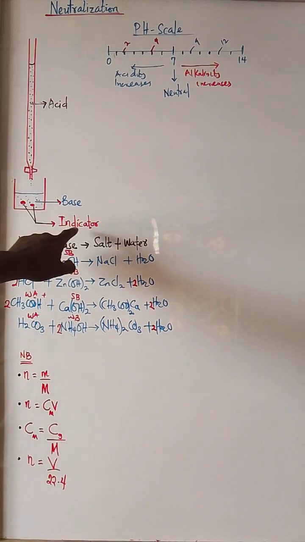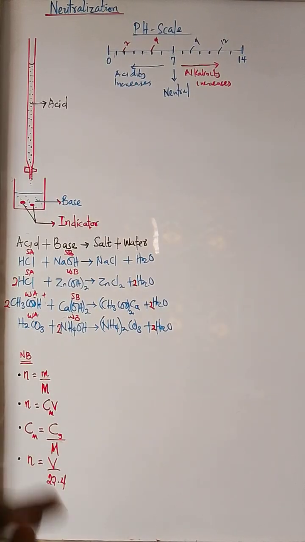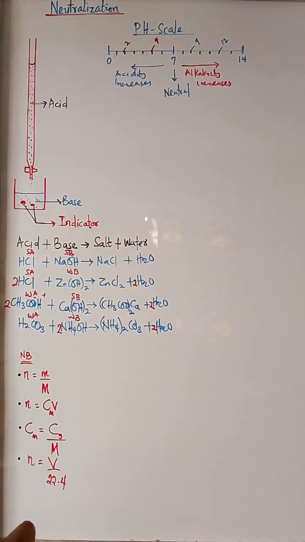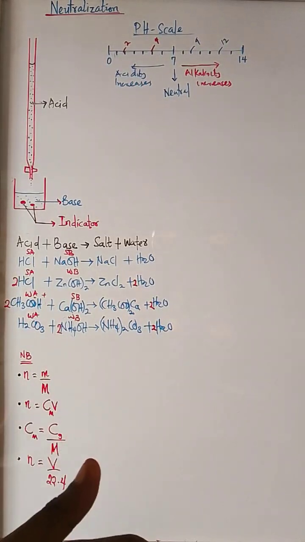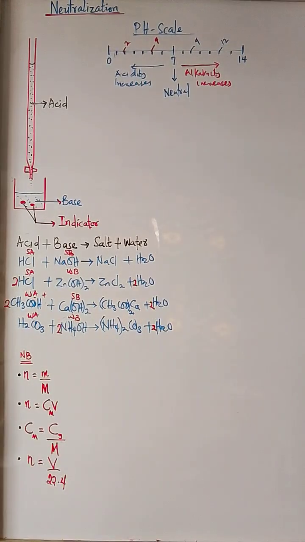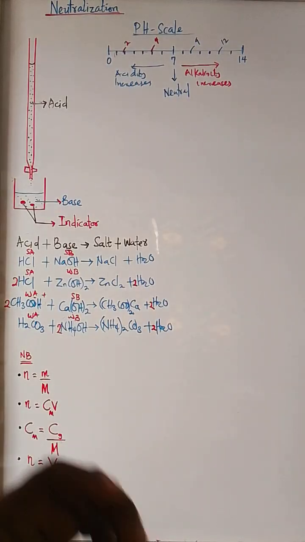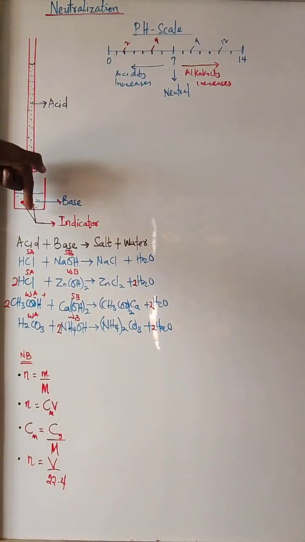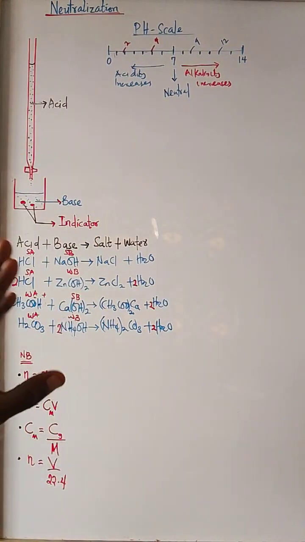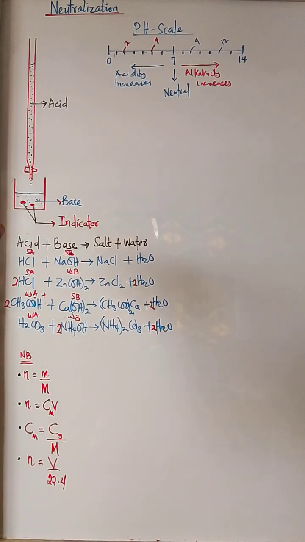So what are indicators? They are weak organic acids or organic bases. They are either acidic or basic in nature, but they are organic. Because they are organic, they dissociate partially. They used to have color, so they're like dyes, and they change color as the pH value of a solution changes. Meaning, suppose I have a particular indicator. When we add the indicator to a base, it shows a particular color.